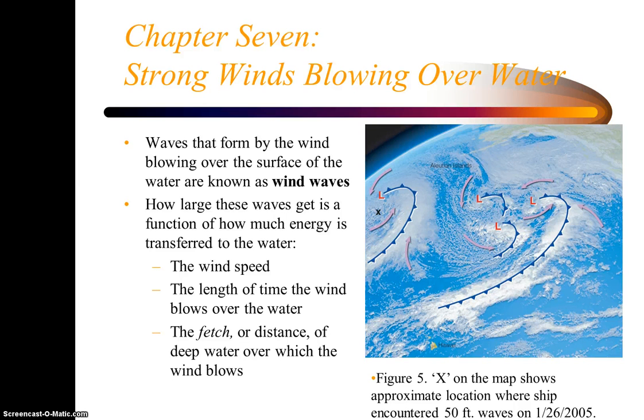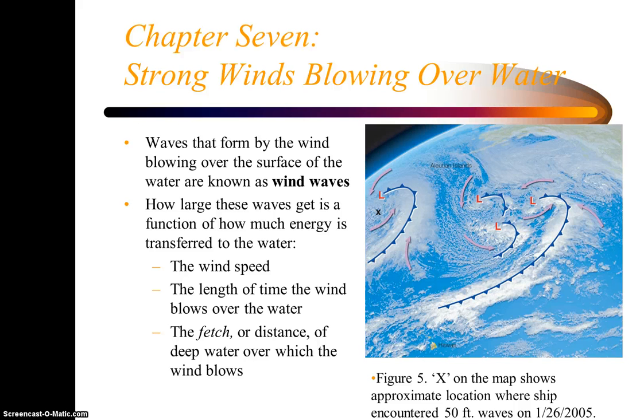Ultimately, waves are caused by the wind, and waves that form by the wind blowing over the surface of the water are known as wind waves. How large these waves get is a function of how much energy is transferred to the water. That's going to depend on the wind speed, the length of time that the wind is blowing over the water, and the fetch or distance of deep water over which the wind blows.